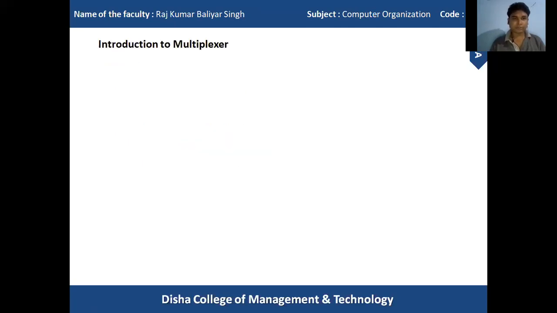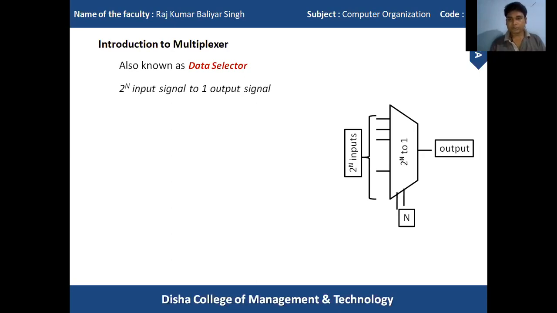So let's go to the topic multiplexer. Multiplexer is also known as data selector. Why it is called data selector, I will discuss later on. A multiplexer usually takes 2 to the n input signals and converts them to a single output signal. This is the block diagram of a multiplexer.